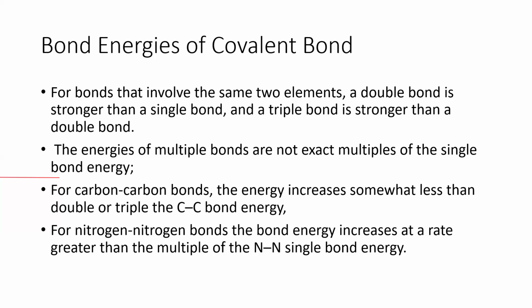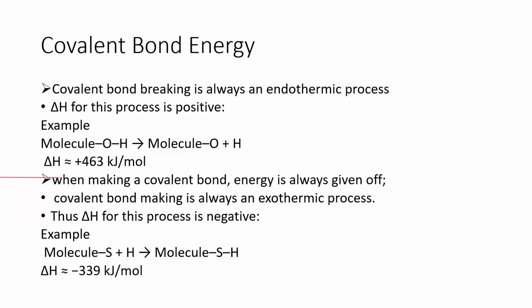For carbon-carbon bonds, the energy increases somewhat less than double or triple the carbon-carbon single bond energy. For nitrogen-nitrogen bonds, the bond energy increases at a rate greater than the multiple of the nitrogen-nitrogen single bond energy. So all in all, like I said before, if it's 2 kilojoules for a carbon bond, the carbon triple bond doesn't have to be 6. Covalent bond breaking is always an endothermic process.